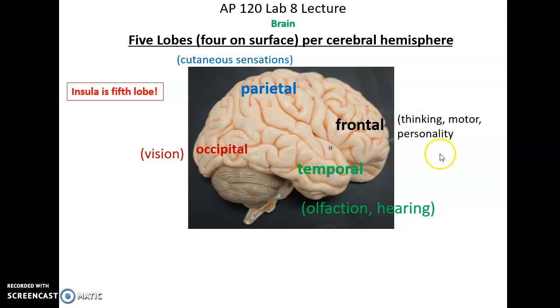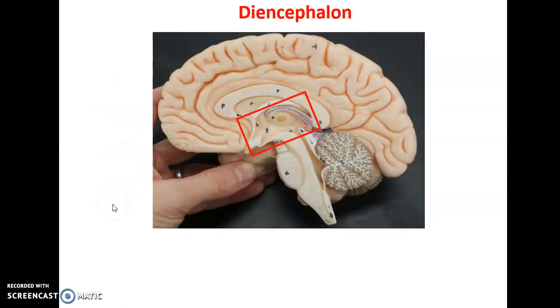Frontal lobe, thinking, motor activity, personality. Parietal lobe for cutaneous sensations. Occipital lobe, vision. Temporal lobe, olfaction and hearing. And there is the insula, but you cannot see it on the surface.